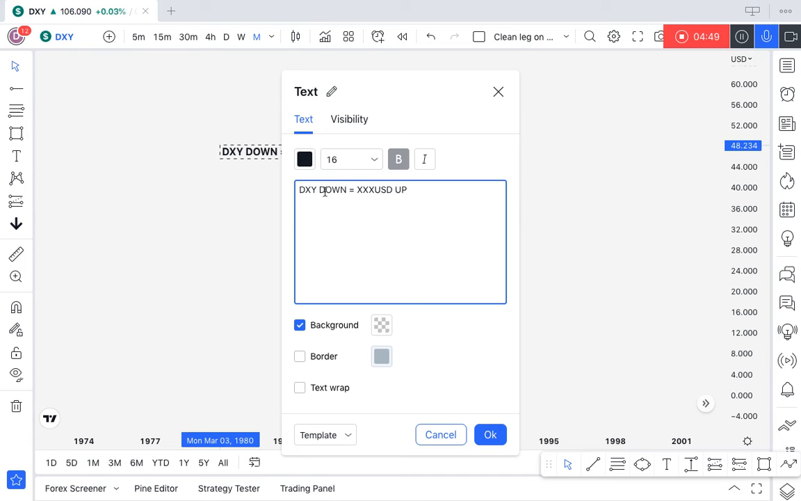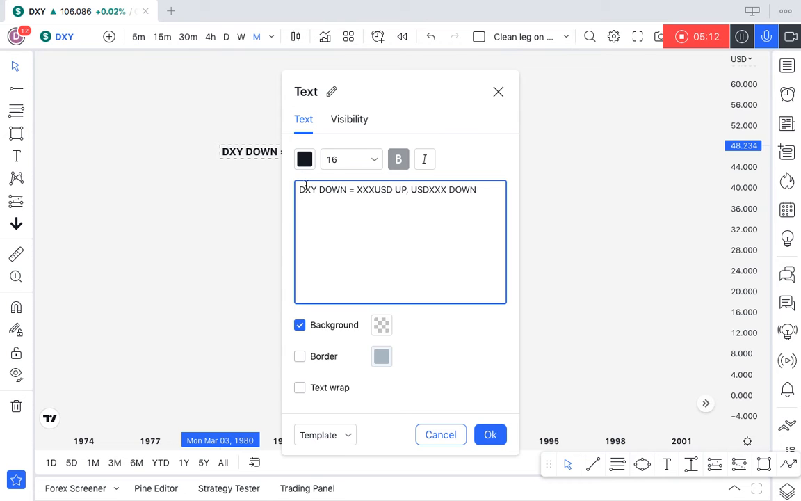But if the DXY is going down, XXX USD pairs will go up. Now, DXY down equals XXX USD pairs up, all right? Also equals USD XXX pairs down. Okay, so now the USD XXX pairs correlate with DXY.